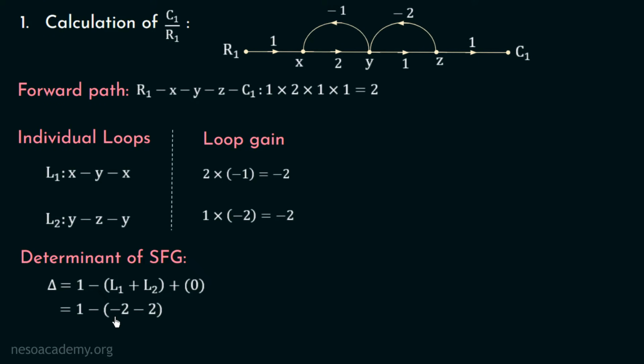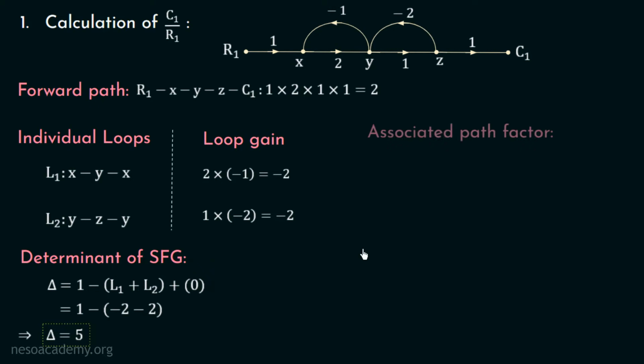minus of minus 2 minus 2. The values of L1 and L2 is equal to minus 2. Now, if we solve this, we will have the value of determinant of SFG equal to 5. In this way, we are done with the calculation of determinant of SFG.